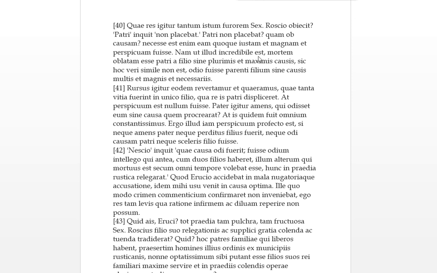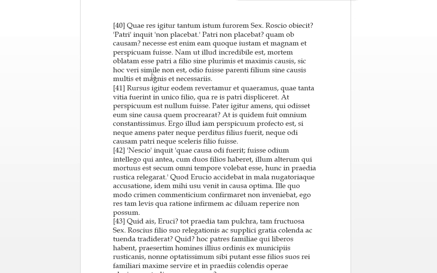Nam ut illud incredibile est. We've had necesse est, now we have incredibile est. For, as this is incredible, that mortem oblatum esse patri a filio, that a death would be brought by a son to a father, that this death would be brought upon the father. Again, it's in the dative. Sine, ablative preposition, plurimis and maximis causis. Okay, so it would be incredible for a son to bring death to his father without many, great causes, reasons basically.